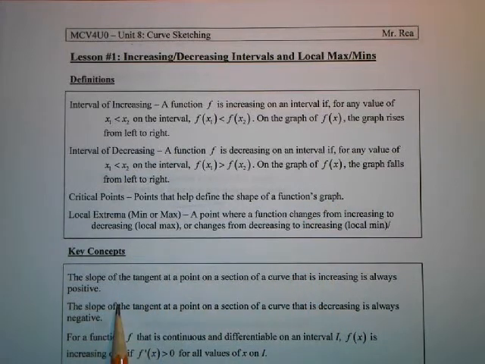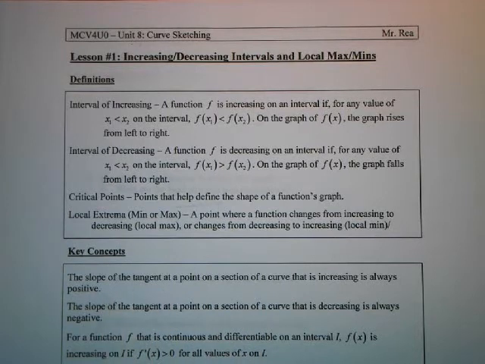So what we're going to be doing is finding where these functions are increasing and decreasing, and we're going to be able to break that down a bit into, first of all, finding where the slope of the tangent is 0, and then testing the slope of the tangent to the left and right of those critical points.